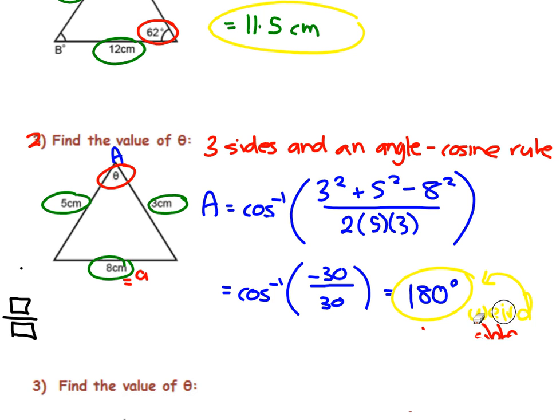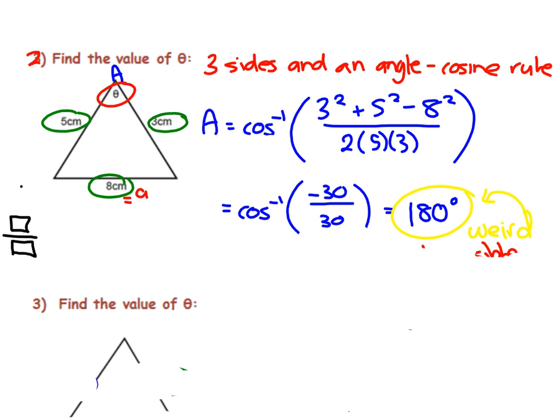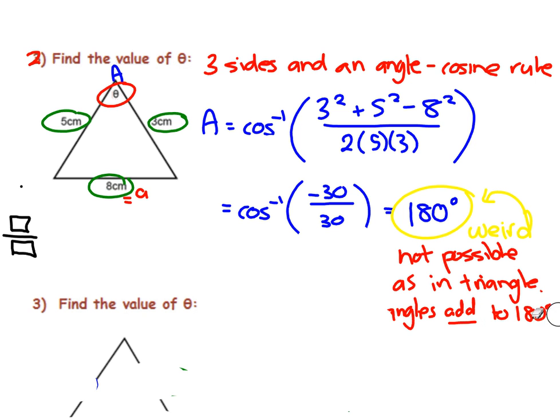What is this angle here? If it's a triangle, is it possible to get 180 degrees? No, it's not. I just made up a weird triangle that doesn't make sense. So it's not possible that that angle is 180 degrees, because 180 degrees is a straight line, and also angles in triangles add up to 180 degrees. Sorry, that was just a weird question I made up, but that's how you would calculate it.